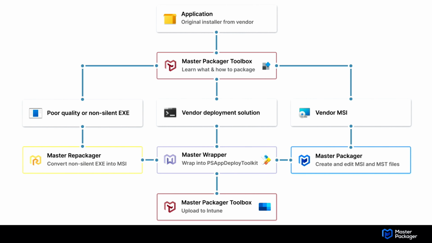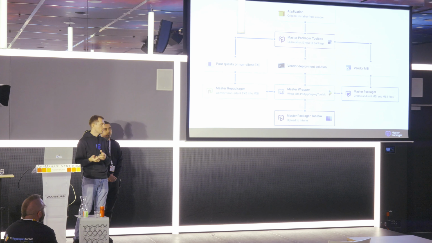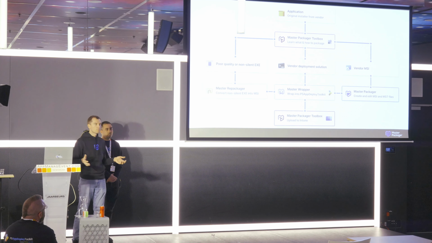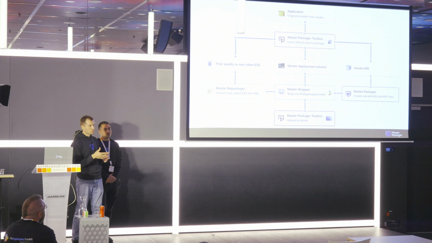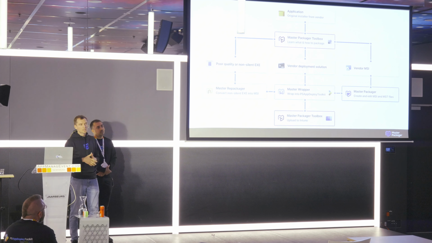So when you go through this flow, you understand with the toolbox what is actually installed, then realize what kind of installer you are dealing with, and then use either repackaging if you have an exe without silent installation command lines, or create an MST file with Master Packager when you have an MSI, or if you have a vendor deployment solution like AutoCAD and you already have silent switches, you go straight to the Master Wrapper. And everything goes through the wrapper, even if you have a single MSI.